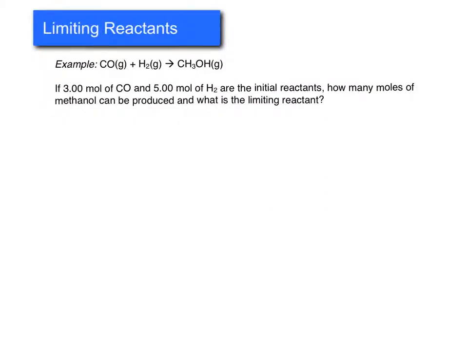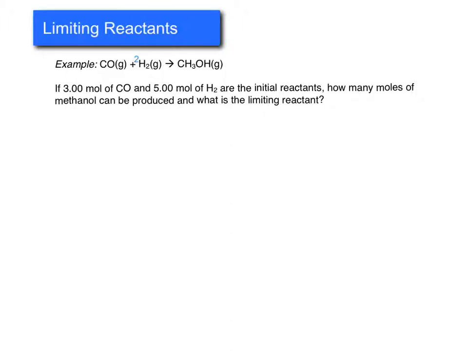Okay, so if we take an actual chemical example, if we have carbon monoxide plus H2 gas gives CH3OH, then if we have 3 moles of carbon monoxide and 5 moles of H2, how many moles of methanol can be produced? The first thing we need to do is make sure that our equation is balanced. So we have 1 carbon on each side, we have 1 oxygen on each side, and we have 4 hydrogens in our product and only 2 in our reactants. So that means we're going to have to add a 2 here before our H2. All right, and that's important to make sure your equation is balanced before you begin your problem.